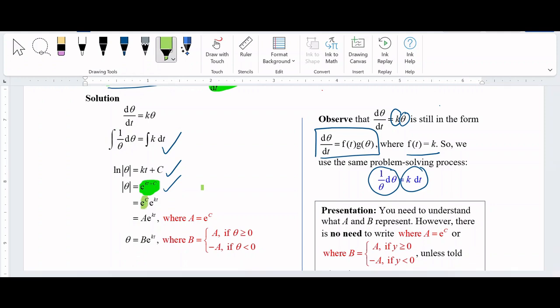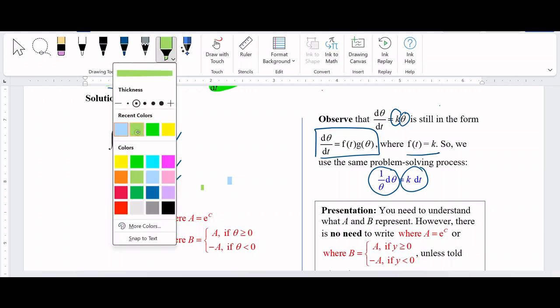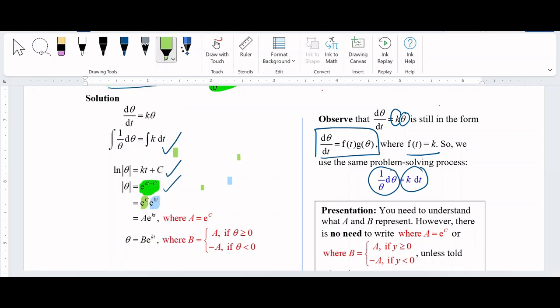into e power c multiplied by e power kt. Okay, this is by the law of indices, that you can do this. And next step, I'm going to replace my e power c with this arbitrary constant a, and there's nothing wrong with such replacement because a is just simply the constant e power c.